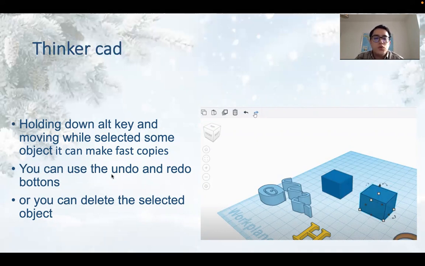You can use the undo and redo buttons, which are on the top here. Undo and redo, as I told you, help you to go back or forward if you make a mistake. Or you can delete the selected object, which is the trash here. You can see the symbol.